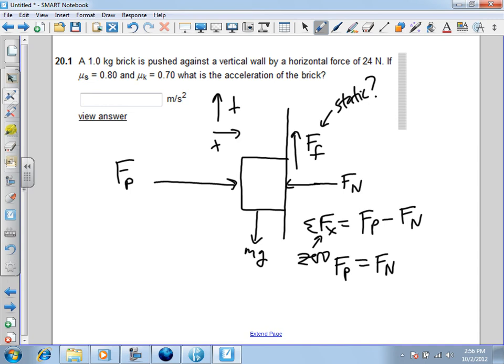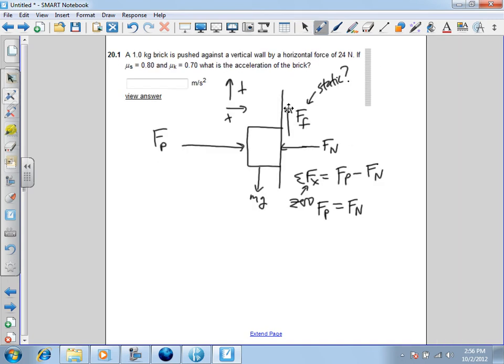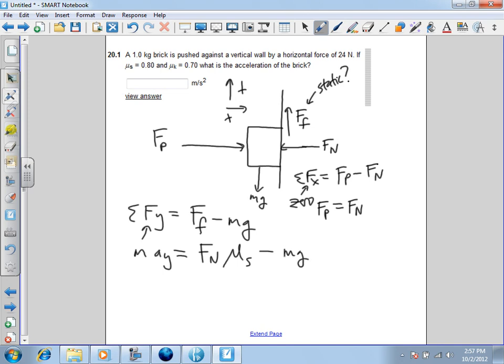Okay? How about in the y direction? In the y direction, what we know is the net force in the y direction is going to be the force of friction, which is up, minus my weight, which is down. And again, this may or may not be 0. So we'll just safely put in net force is ma. That is going to equal the force of friction, and the equation for force of friction is normal force times mu. We won't decide yet whether it's static or kinetic, but let's just guess that it's static and hope that it holds. Minus mg. Like that.